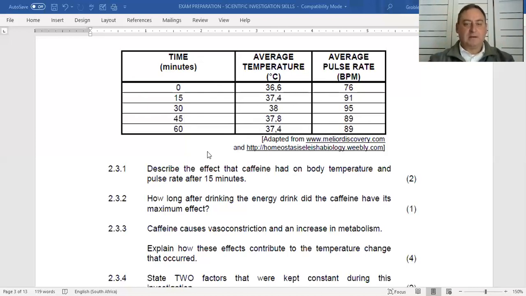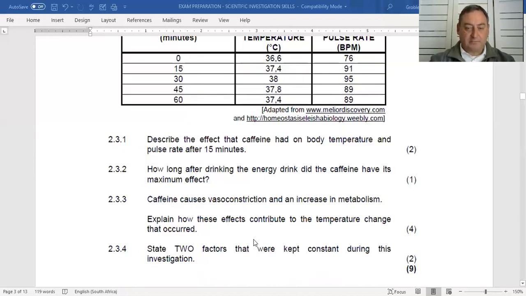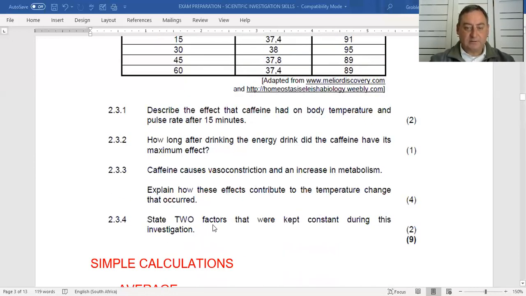What's happening? Now, the first question: describe the effect the caffeine had on the body temperature and pulse rate after 15 minutes. Both of them increased. As easy as that. How long after drinking the energy drink did the caffeine have its maximum effect? We said we could see that it was 30 minutes, and after that, it did not really have an effect anymore. So here's a theory question. We're not going to discuss the theory of this now.